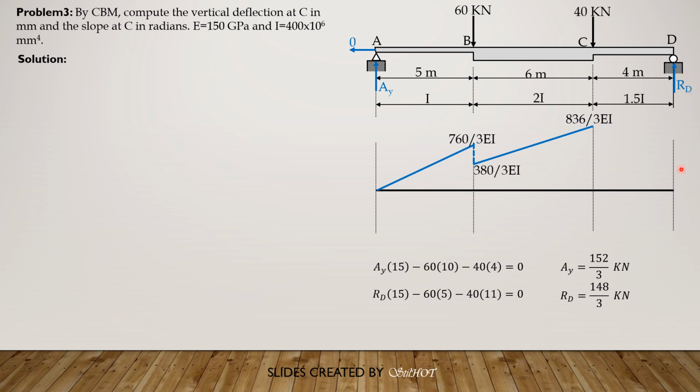Then the moment of RD is 148 over 3 times 4, then divided by 1.5. So the result is 1184 over 9 EI. Then the moment of the 60 kilonewton load is 60 times 6, 360, but because the moment of inertia is 2I, divided by 2, it is only 180 over EI.